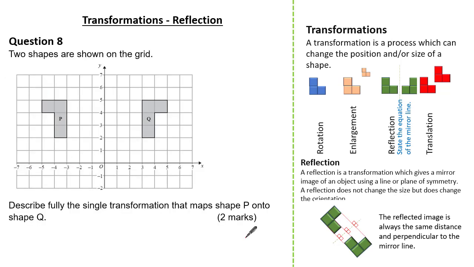Now let's look at describing. Here we're shown two shapes on a grid, and we're asked to describe fully the single transformation that maps shape P onto shape Q. Remember, when describing reflection, it's important to state the equation of the mirror line. It's 2 marks, so therefore we must identify 2 important things to get the full marks. See if you can give it a go and press pause if you need.